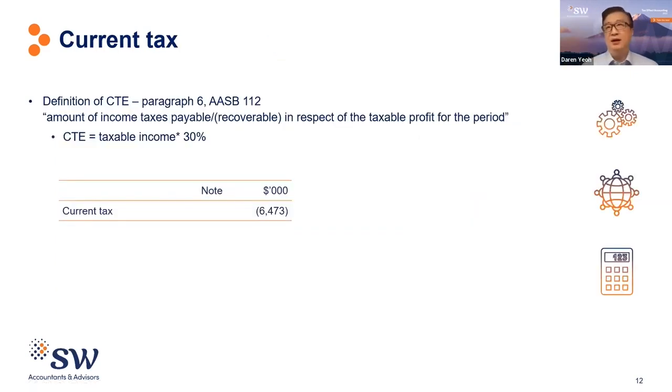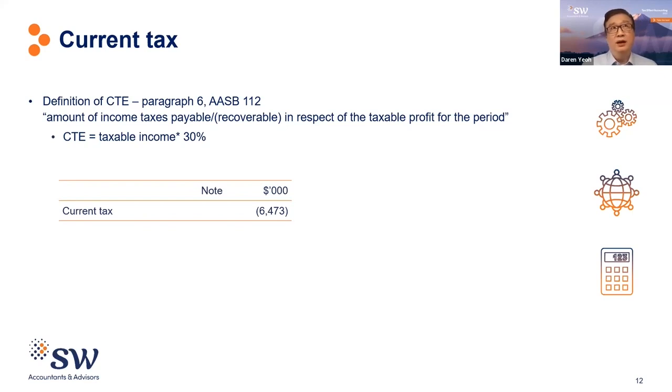The simplest is your current tax expense, which is the tax that you pay to the ATO for the current year. Broadly, it is simply your taxable income multiplied by your current tax rate, as simple as that. So taxable income multiplied by 30%. If you're a standalone entity and you are in losses, your current tax expense is obviously zero because you don't have any taxes to pay to the ATO.